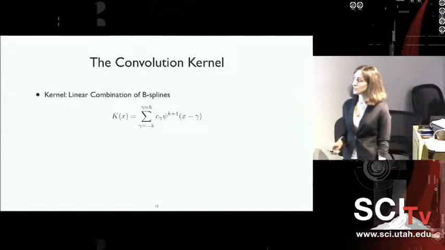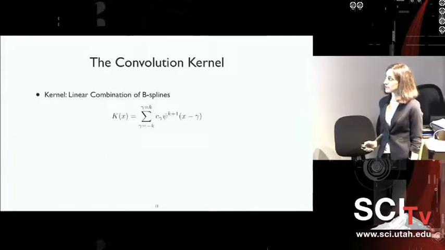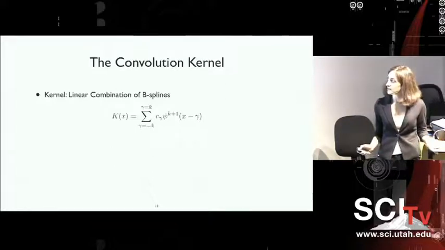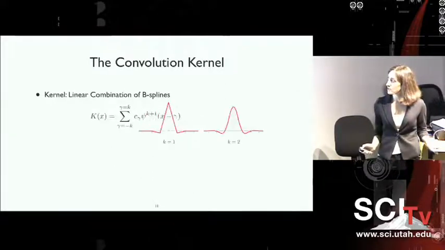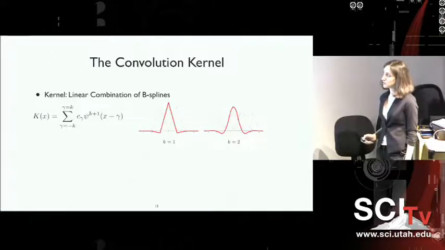Our convolution kernel is a linear combination of B-splines. Here, this represents a B-spline of order k plus 1, where k is the degree of our DG approximation, and these are the kernel coefficients. For example, I have the schematics of the kernel for k equal 1 and k equal 2, and if you notice, it has a symmetric form.